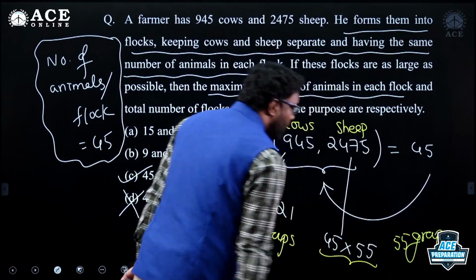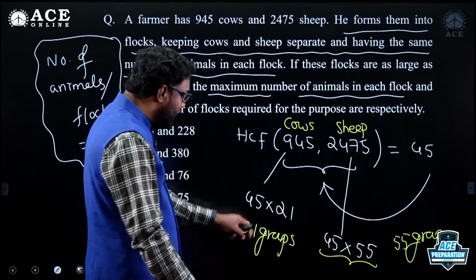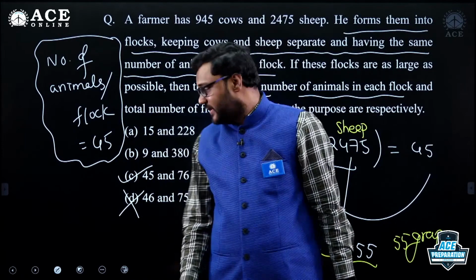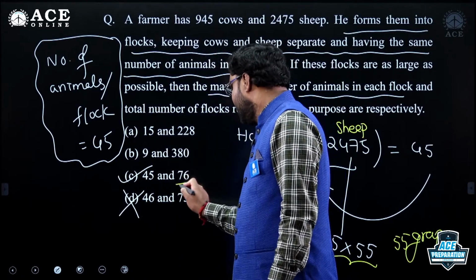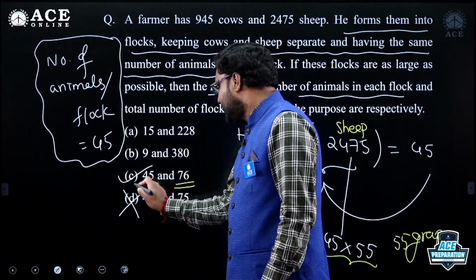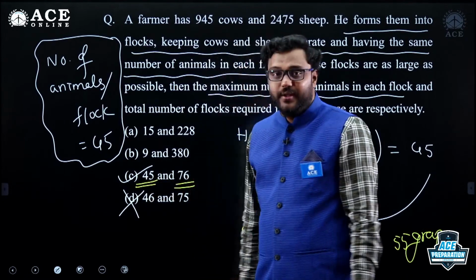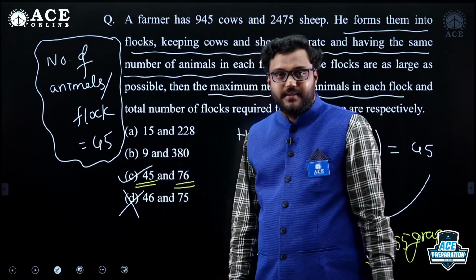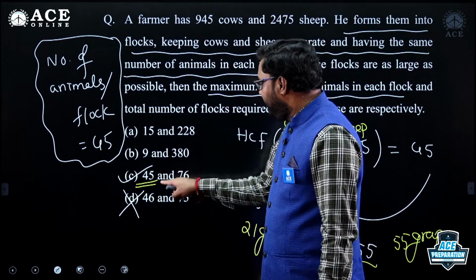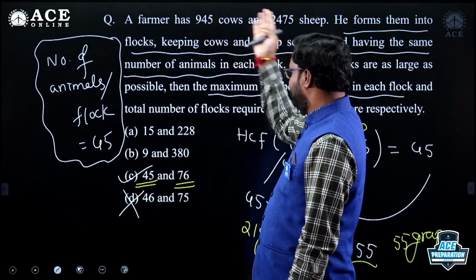Right. So what is the total number of groups? It is 21 plus 55, my dear friends, 76. That's what. Total number of groups is 76. Each group you require 45 animals.